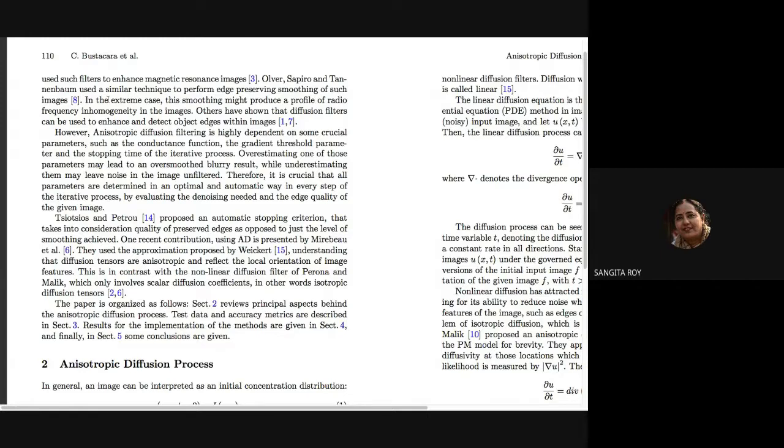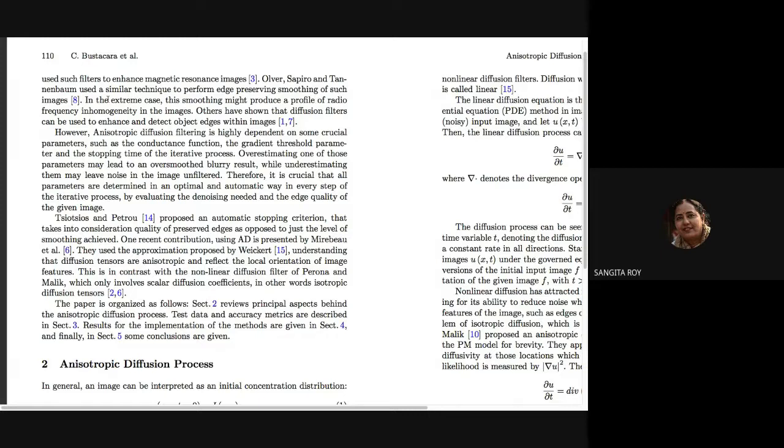Therefore, it is crucial that all parameters are determined in an optimal and automatic way in every step of the iterative process by evaluating the denoising needed and the edge quality of the given image. Tsiotsios and Petrou proposed an automatic stopping criterion that takes into consideration the quality of the preserved edges as opposed to just the level of smoothing achieved.